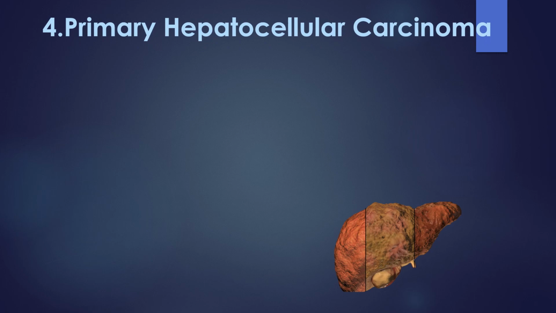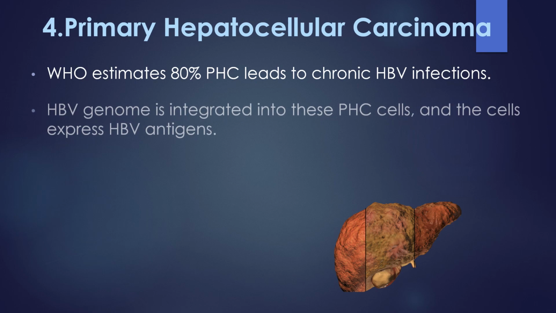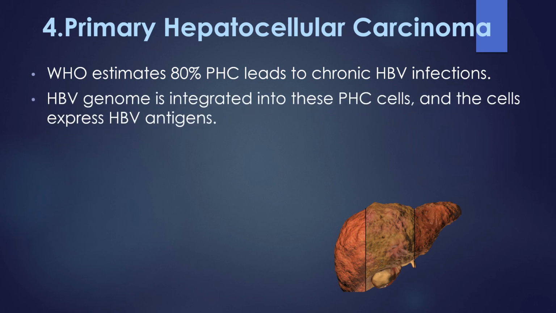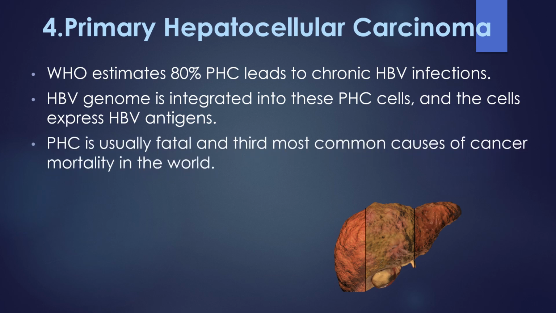The fourth clinical syndrome is primary hepatocellular carcinoma. The World Health Organization estimates that 80% of all cases of primary hepatocellular carcinoma can be attributed to chronic hepatitis B virus infections. The HBV genome is integrated into these PHC cells and the cells express HBV antigens. PHC is usually fatal and is the third most common cause of cancer mortality in the world.